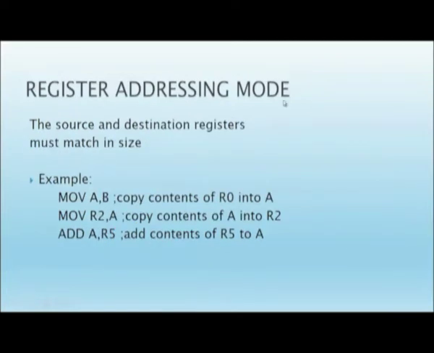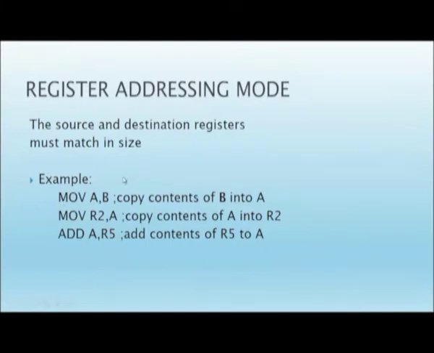Another one is register addressing mode. Here the source and destination are both registers, and both should have the same size, only then can you use it. Both should be 8-bit registers or both 16-bit registers. Example: MOV A, B. What it states is that B is the source register and A is the destination register, so the content is copied from B to A. Another example: MOV R2, A. Here the content of A, the source, is moved to the destination, which is R2.